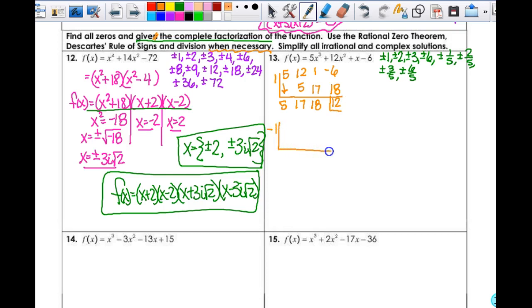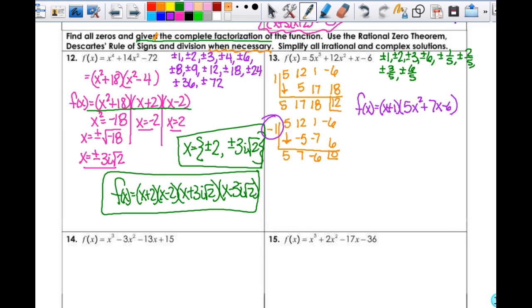Negative 1, 1 into 5, 12, 1, negative 6. So this is 5, negative 5, 7, negative 7, negative 6, positive 6, 0. Okay, so that is good news. That means that this negative 1 works. So f of x is equal to x plus 1 times, so don't forget this, and then this gives me the rest of that, 5x squared plus 7x minus 6.